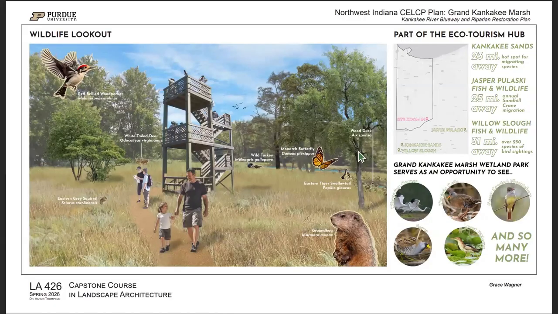And then finally, taking a look at the wildlife outlook point. This area is part of an ecotourism hub in Northwest Indiana. There are other parks nearby, Kankakee Sands, Jasper Pulaski Fish and Wildlife, and Willow Slough Fish and Wildlife, with a lot of bird sightings and other ecological hotspots in the area. I wanted to provide an area a little bit more north and bring more awareness to the Grand Kankakee Marsh. This is a great opportunity to improve awareness for the site and this overall wildlife hub that can only continue to be enhanced. And just bringing awareness to the area is the first step.